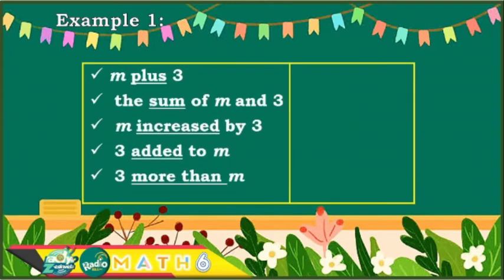In the following examples, study how the different word phrases can be translated or written as algebraic expressions. For our first example, the word phrases m plus 3, the sum of m and 3, m increased by 3, 3 added to m, and 3 more than m can be translated into the algebraic expression m plus 3. Take note that the words plus, sum, increased by, added to, and more than signify addition.